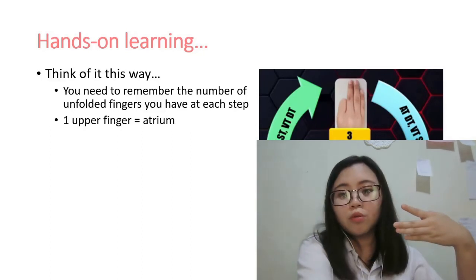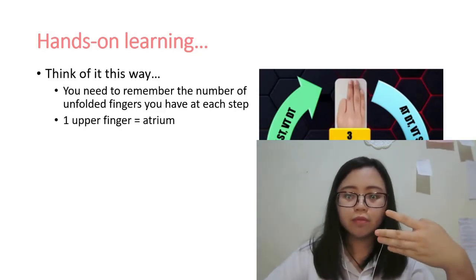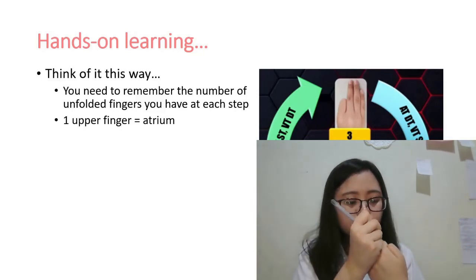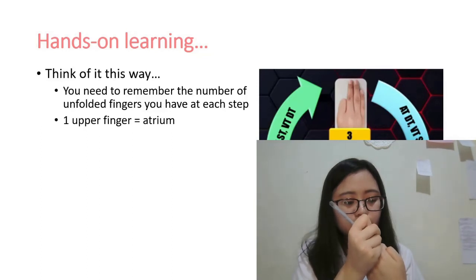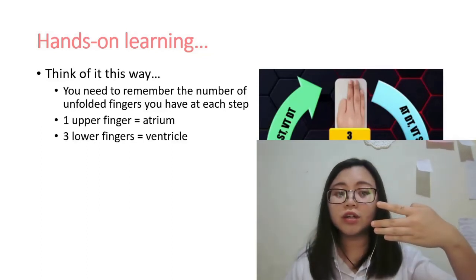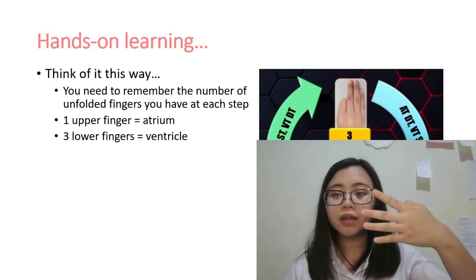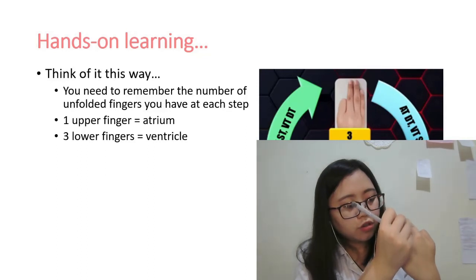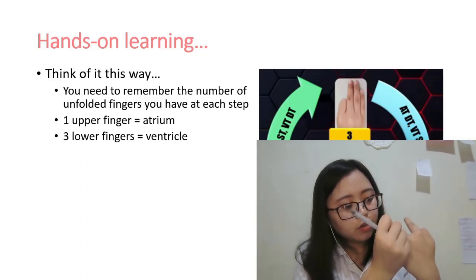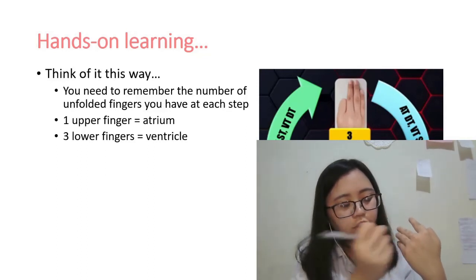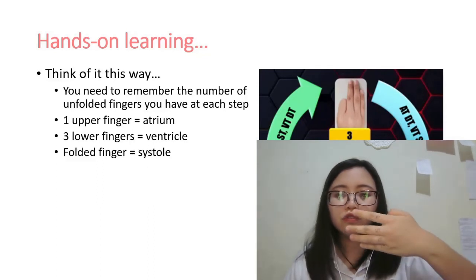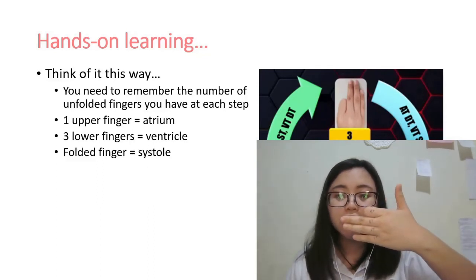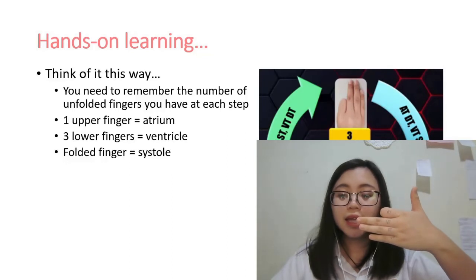Kalau kamu mau, kamu boleh tulis lagi tangan kamu sendiri. I'm going to write on my hand. This is going to be the atrium. The three fingers down here, yang tiga di bawah ni, mewakili kamu punya ventricle. So I'm going to draw here, ventricle.